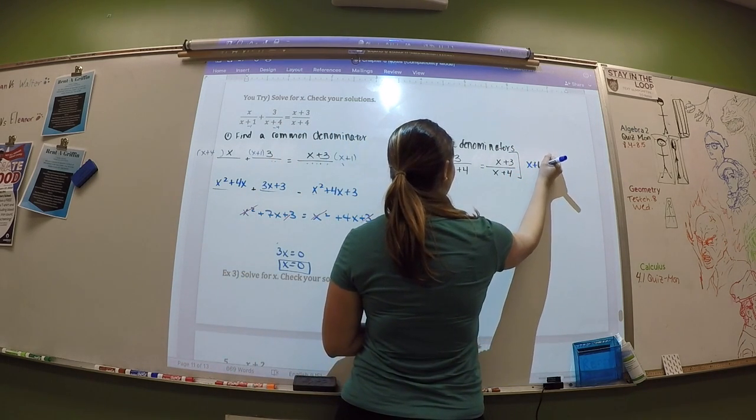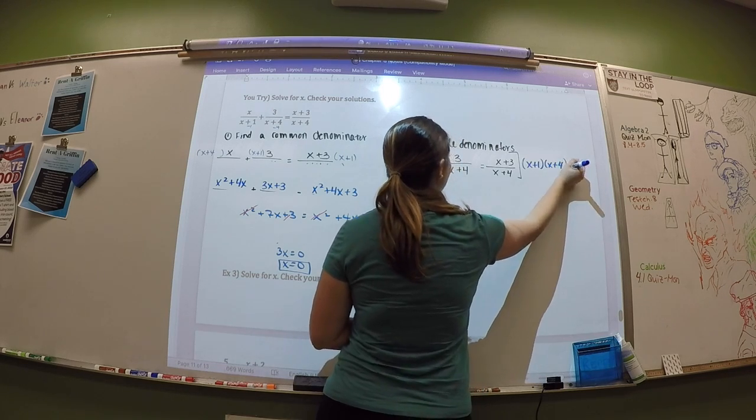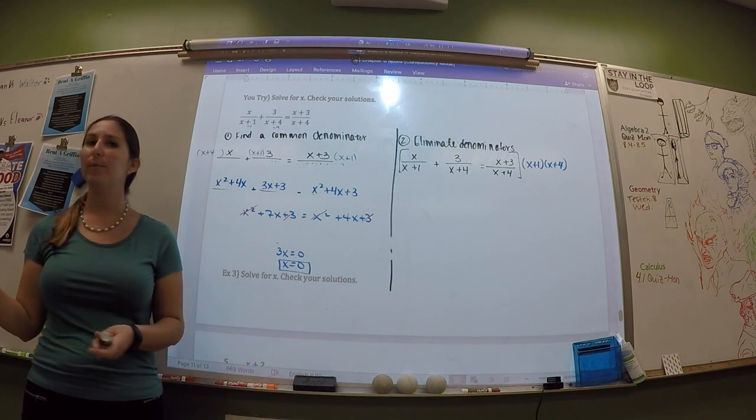If you choose to eliminate your denominators, you would multiply by x plus 1 and x plus 4. That would be your least common multiple.